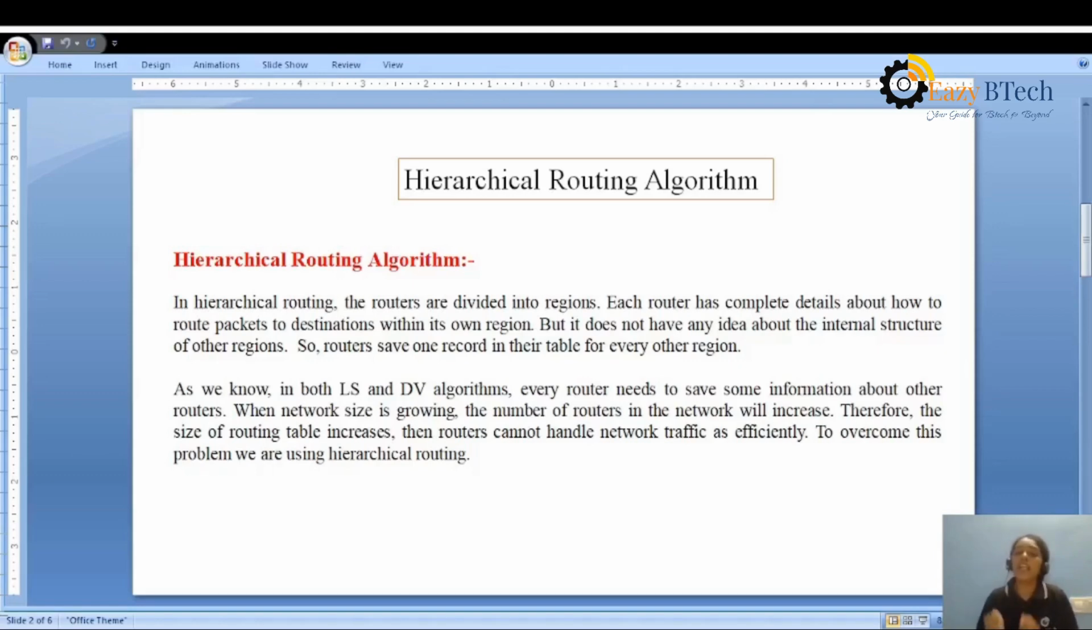Each and every router is divided into regions. We will see an example of how the routers become regions or clusters, and how we can deliver a data packet from one region to another region. The main reason hierarchical routing is implemented is that we have link state algorithms and distance vector algorithms, which are unicast algorithms.